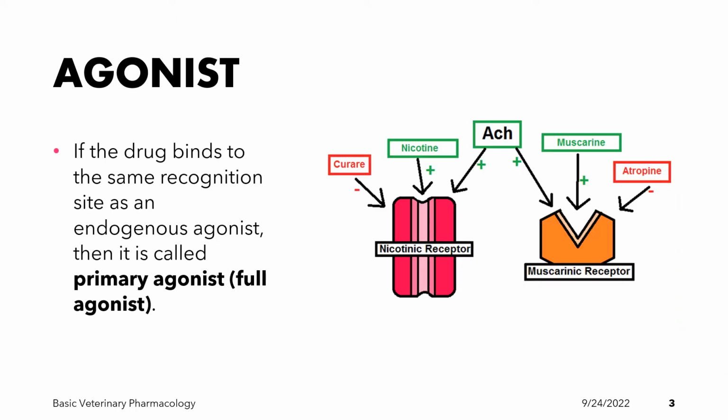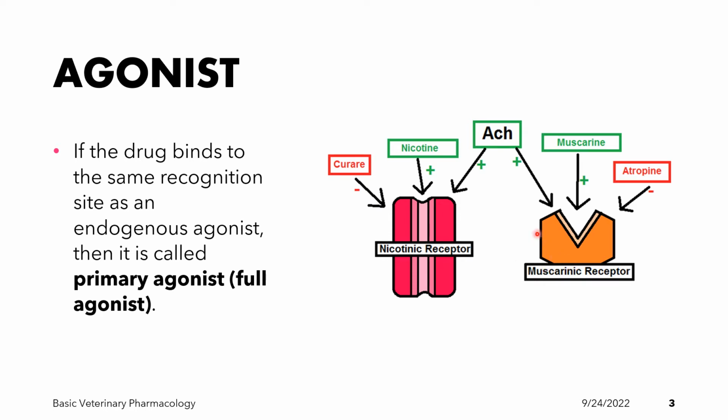If the drug binds to the same recognition sites as an endogenous agonist, then it is called a primary agonist. So again, when we say endogenous agonist, these are the substances that are produced within the body. An example of this is acetylcholine. Now acetylcholine is considered to be an endogenous agonist of the cholinergic receptor, the nicotinic receptor, and the muscarinic receptor.